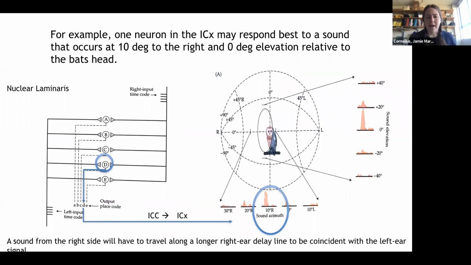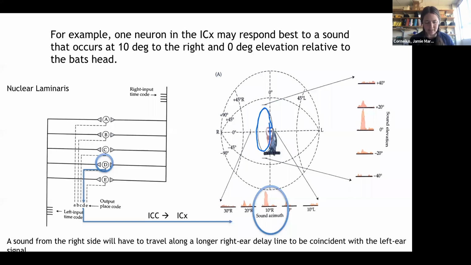So if we look back at our neuron that had a receptive field in this picture here, so right here. So that's the receptive field. That's equivalent to a sound arriving at the right ear faster than the left. You can see that if you're the owl, that receptive field is to the right of the owl. And so that must correlate to somewhere around D or E.